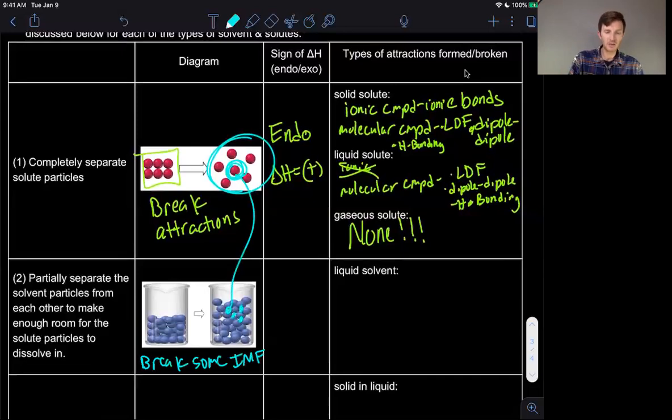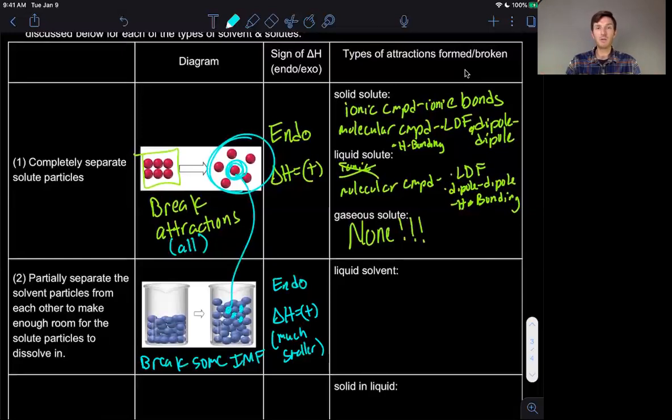Now, when we break attractions up here with our solute, we're breaking all of those attractions. We're completely separating them. Whereas when we're thinking about our solvent, we're just spacing them out a little bit to give room for our solute to dissolve in there. So again, this would be endothermic. Even though this is endothermic, it is going to be much smaller in magnitude than we would see for our solute particles, because we're only making space for it. We're not totally separating them.